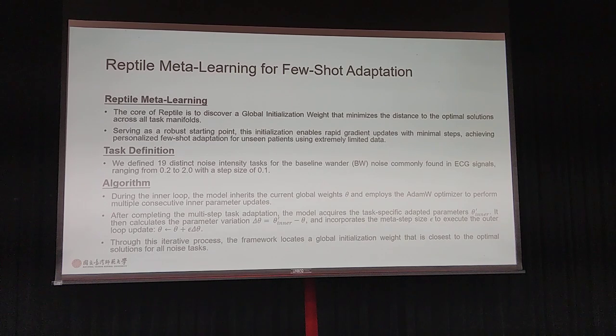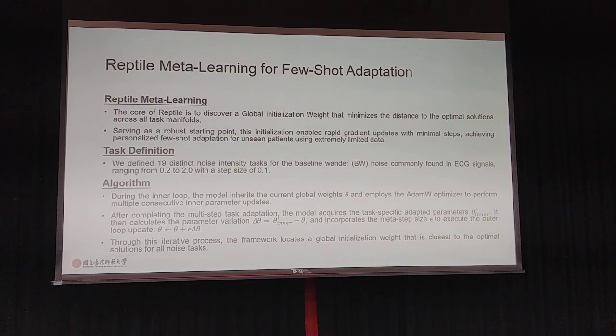To tackle the challenge of generalization, we adopt the Reptile meta-learning framework. First, in the task definition, we define 19 independent tasks of varying baseline wander noise, ranging from level 1.2 to 2.0. As for the algorithm, during the training phase, the inner loop adapts to the task noise while using the SGD optimizer. After obtaining the task, the outer loop computes the parameter variation and updates the global weights.